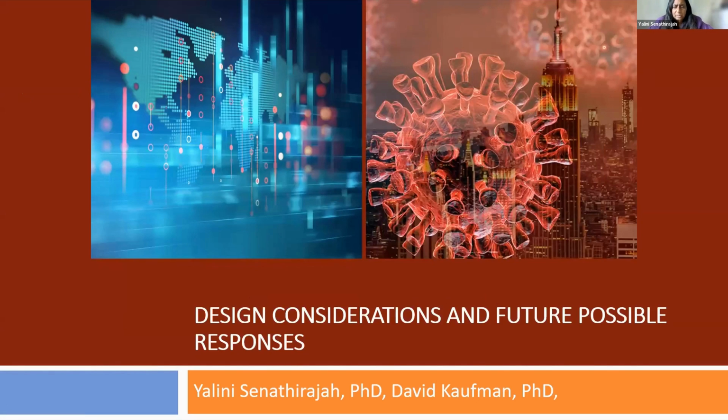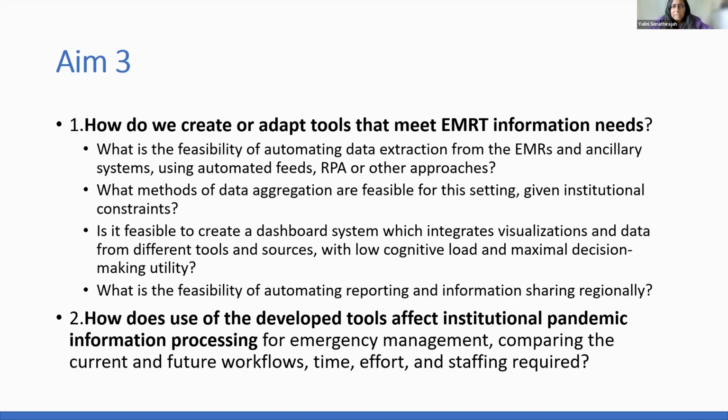I'm going to follow on some of the approaches we're taking to try to solve some of these problems. Our aims are, how can we create or adapt tools that meet emergency response requirements? And there are many parts to that. How feasible are certain kinds of approaches? What kinds of data aggregation can we do, especially given institutional constraints? Can we have dashboards the way that other institutions do? And how far can these processes be automated? And then testing, what effect do these tools have on actual institutional pandemic response?